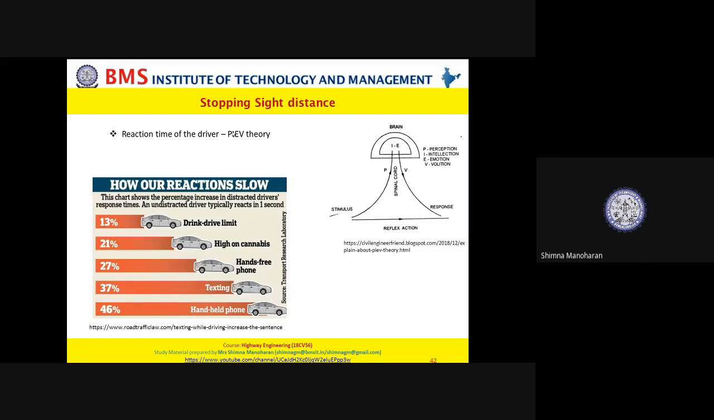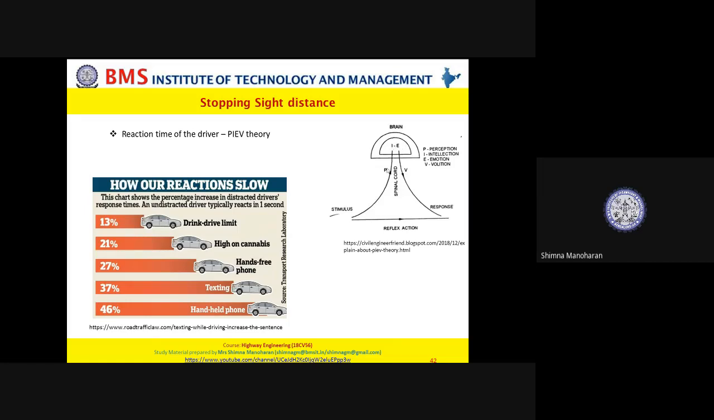PIEV is nothing but perception. So first what happens is there is a stimulus. Stimulus is the obstruction that you're finding. So once you find the obstruction, or once it acts as a stimulus, you perceive it, right? It goes to the brain. So there, there is some intellection time. That is the time that is required for the driver to understand the situation. He has to compare the different thoughts and then regroup and then register this new sensation. So that is nothing but intellection time.